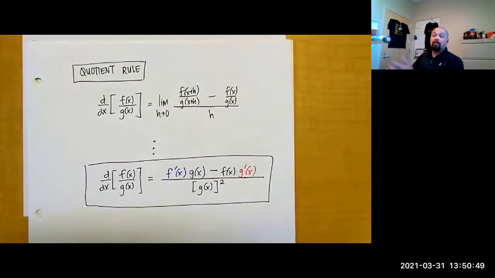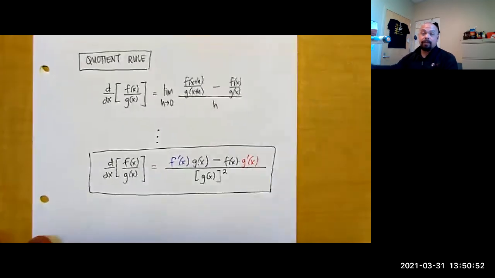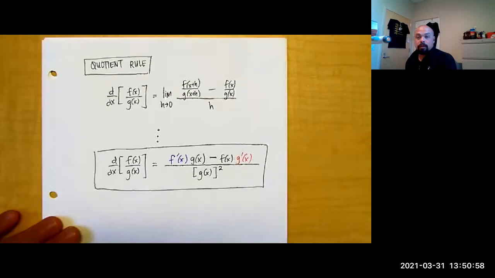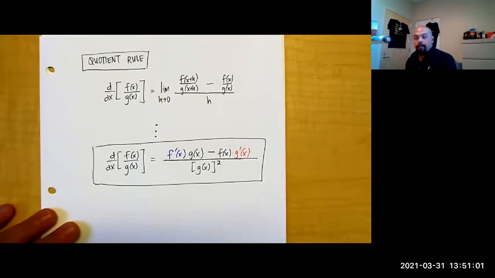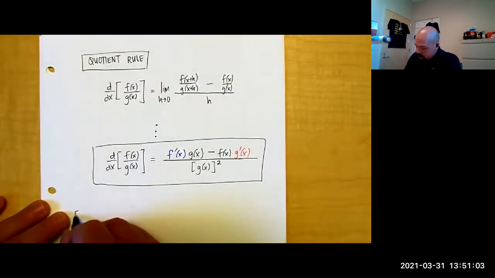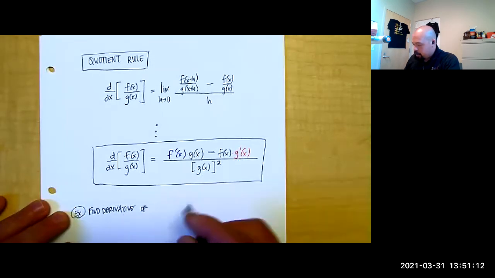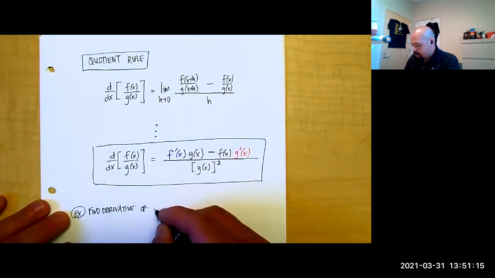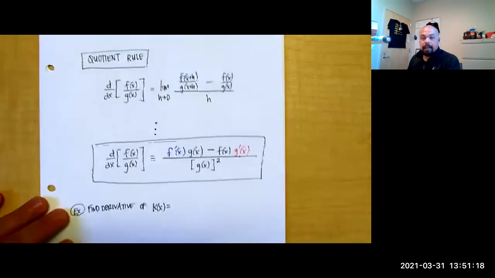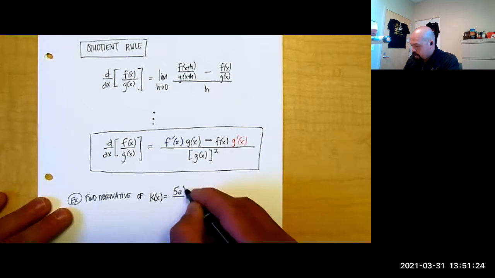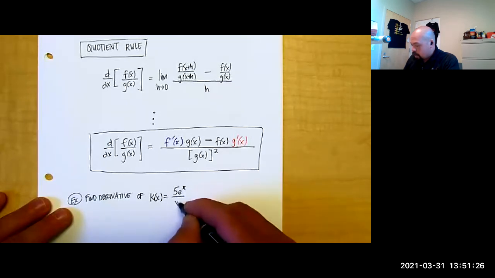That formula that we're going to have to remember. Right? This is the part of memorization that comes in. Memorizing these differentiation rules. Okay. So for example, let's find the derivative of this function. Let's say we have k of x is equal to this quotient, 5e to the x over x to the fifth power.